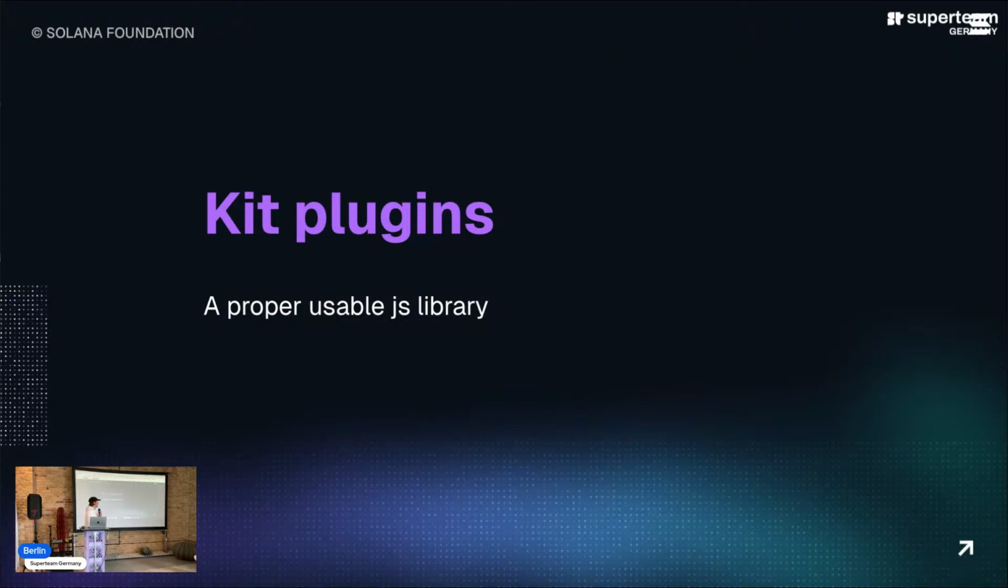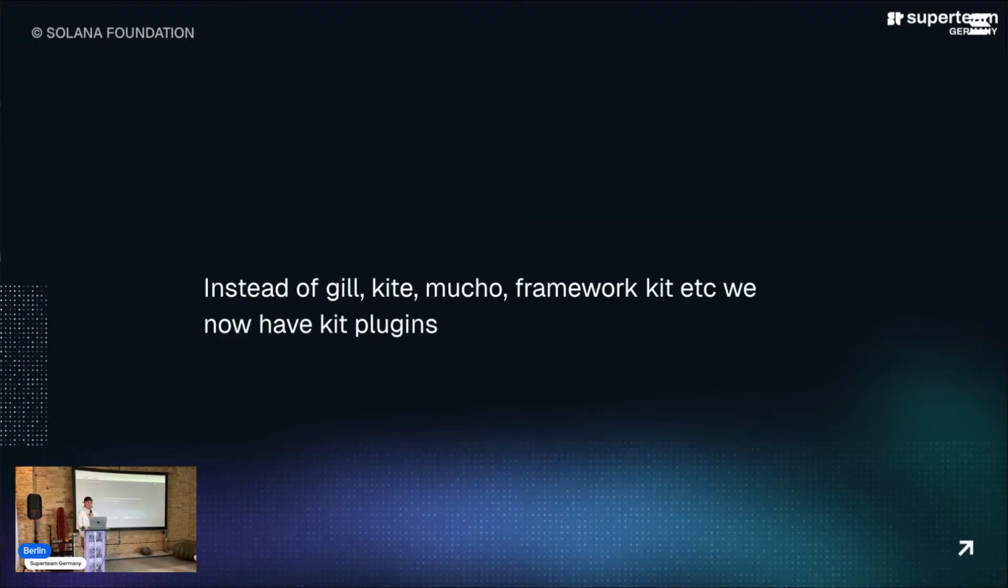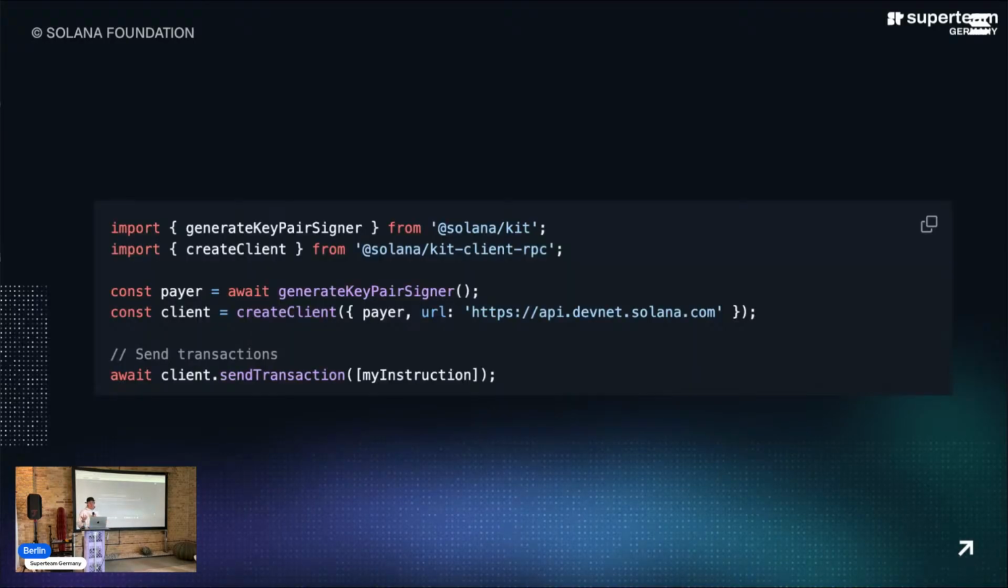I see. Yeah, so there is a big change in Solana ongoing for the last few months, which is Web3.js is deprecated because it was slow and big and everything, and there was a new SDK implemented, which is called Kit. This is the new shiny JavaScript framework, but there was a bunch of problems with it because it wasn't really usable. So there were many attempts by the community to fix it, called Gill, Kite, Mucho, then there was Framework Kit and so on. And now we have the proper way of fixing it, in my opinion, which is Kit plugins.